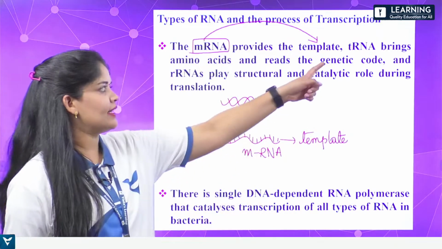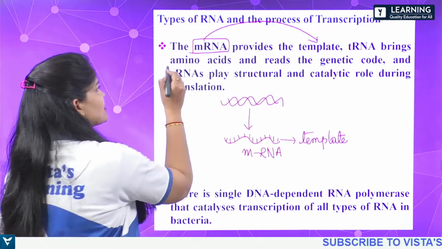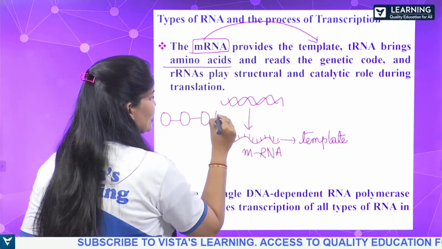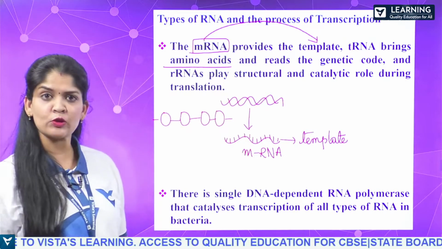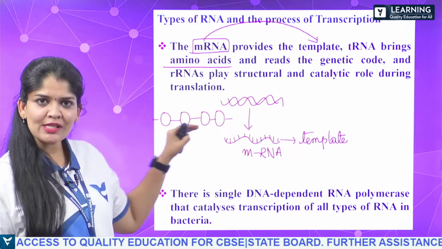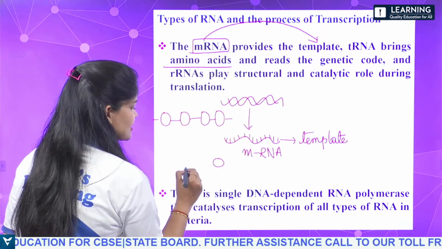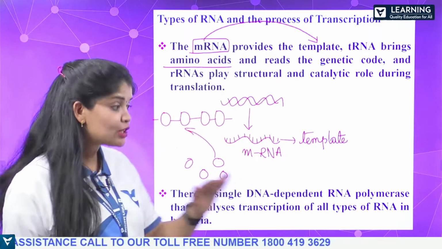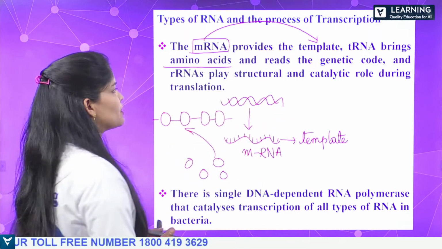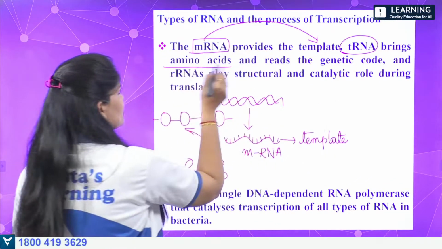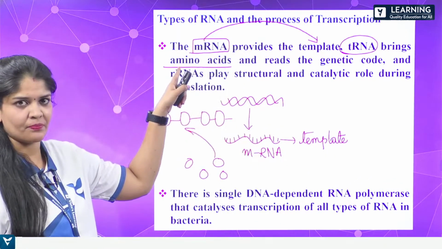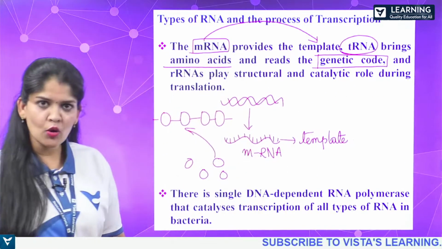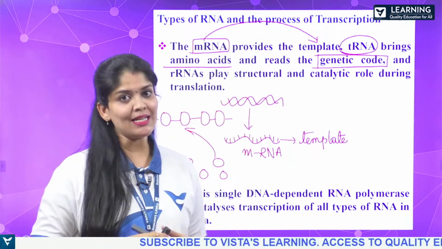Now, tRNA, which brings amino acids. We know that amino acids are the building blocks of protein. For the protein to synthesize, it needs the amino acids that have to be sequenced. And to make the sequence of the amino acids, individual amino acids are brought to the protein structure, and that happens by means of tRNA. So tRNA brings amino acids and also it reads the genetic code. Genetic code by which the sequence of the amino acid is decided.